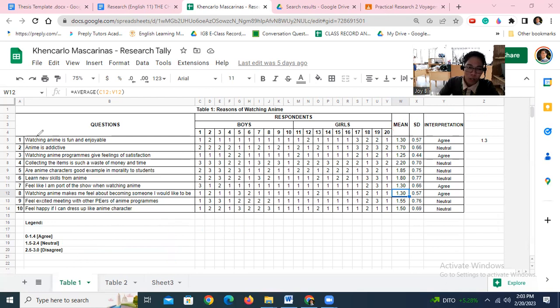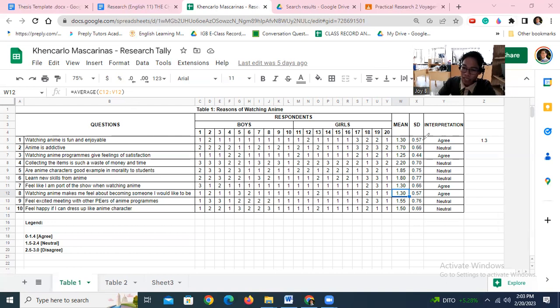Now, to check or to answer the question of Ken, because the first question of Ken is that, again, yung title kay Ken is the reasons of anime addiction among the students of, let's say, Summer Senior High School. Ang unang tanong is, what are the reasons of watching anime of students of Summer Senior High School? Now, to check or to answer that question, of course, we need to know first the data in this table.